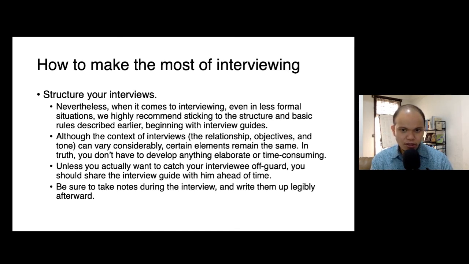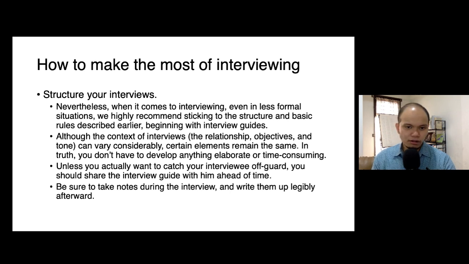Structuring the interviews. Even in less formal situations, we do recommend sticking to a structure. The interview guide is one evidence that I can say is important. If I want to find out if an interview is structured or not, if I see someone has an interview guide, even if it's just a little sheet of paper, maybe just handwritten or not really printed out, maybe there's no grammar check there, for example, as long as there's something like a guide, I would get a confident feeling that okay, there's structure in the interview.